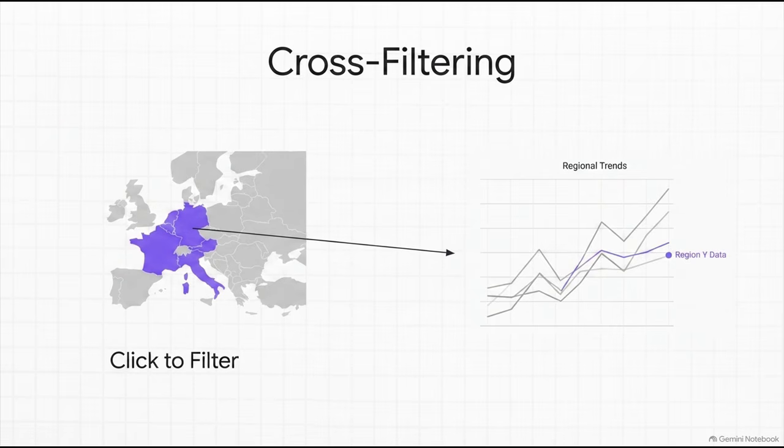Picture this. You've got a dashboard with a map, a trend line, and some demographic breakdowns. If you click on one specific region on that map, cross-filtering kicks in and instantly updates that trend line and the demographic charts to show data for that exact location. You're physically interacting with the data's visual representation, which makes the whole exploration process feel super intuitive and seamless.